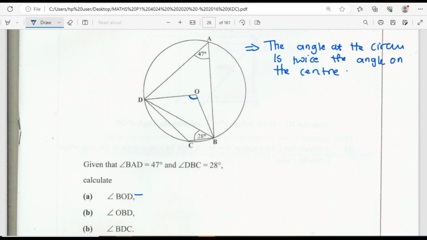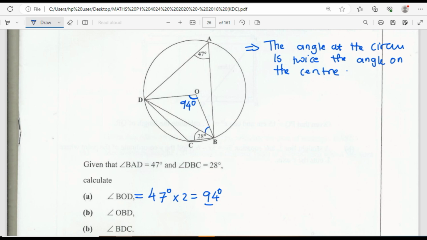So BOD will just be 47 times 2. If you are finding the angle at the center, you multiply by 2. So 47 times 2 is 94. So there is 94 here.